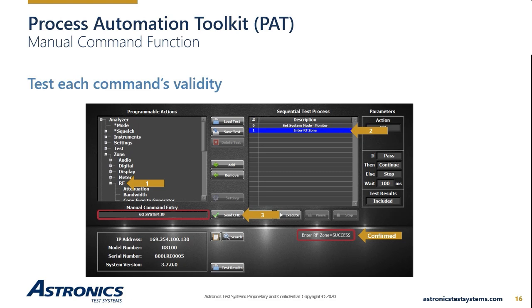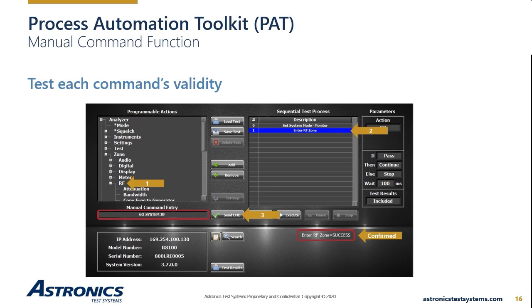Manual command entry. Please note you must be connected to the instrument to use this feature by either Ethernet or DHCP. The manual command field is populated with the currently selected line. Pressing send command will check the validity of the command and the R8000 will return success or an error message.